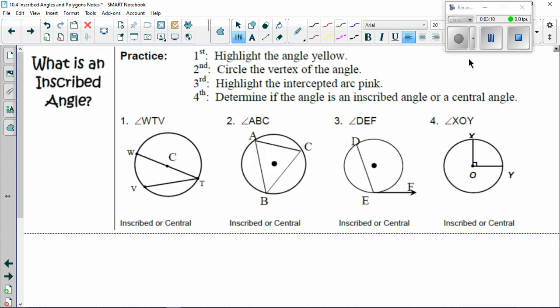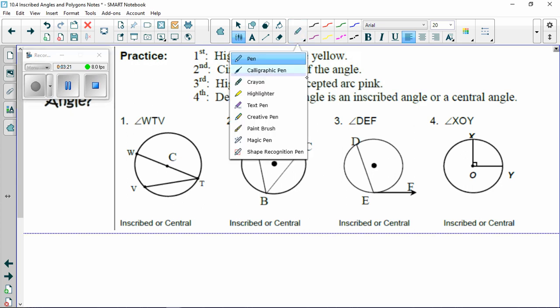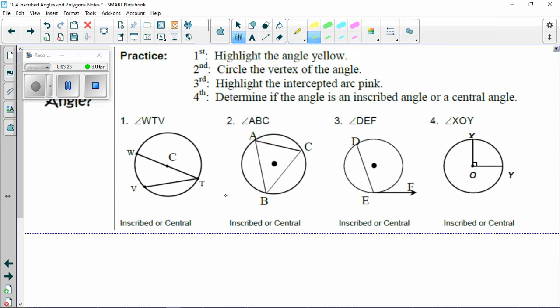It says to highlight the angle yellow. So let's use the highlighter and let's use yellow to highlight the angles. This is angle ABC, so they want this angle here. Now we're looking at angle DEF, so DEF is this angle right here. And XOY, so they're wanting this angle here.